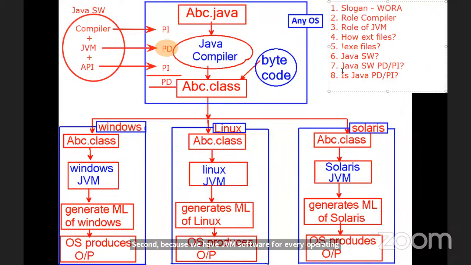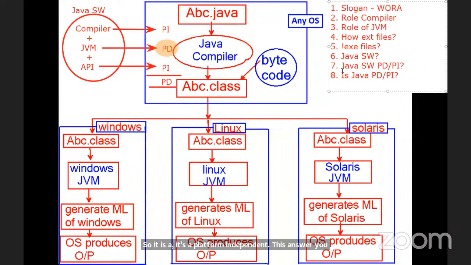Clear my point? Again repeating: is Java platform independent or dependent? The answer is a tricky answer. Java software is platform dependent. Java program is platform independent, both because of JVM. We have a separate JVM for every OS, so we should have separate Java software. The same Java software cannot be installed. Second point, we have separate JVM software for every operating system, so the same Java compiled code can be executed on all operating systems. So it's platform independent. You must be able to give this answer to the interviewer.